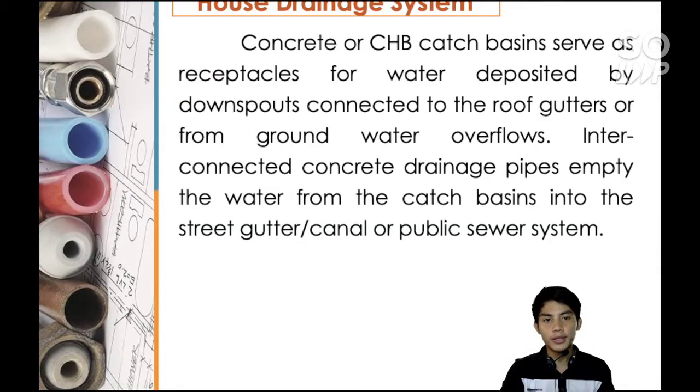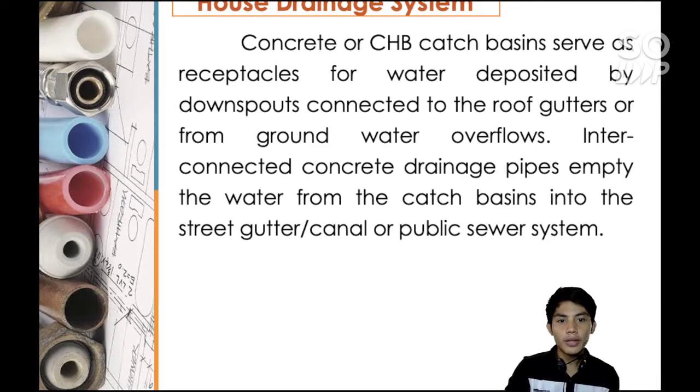Next, the house drainage system. Concrete or CHB basins serve as receptacles for water deposited by downspouts connected to the roof gutters or from groundwater overflows. Interconnected concrete drainage pipes empty the water from the catch basins into the street gutter, canal, or public sewer system.